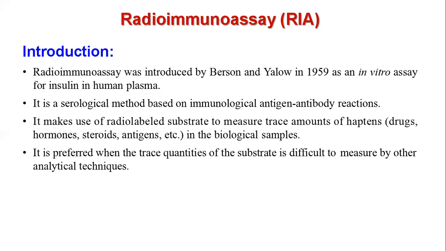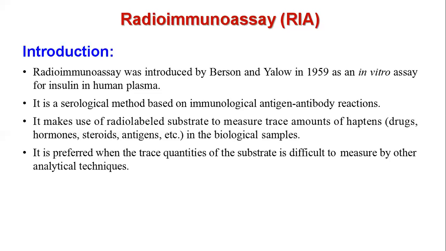RIA was introduced by two scientists, Berson and Yalow, in 1959, and they developed this in vitro assay for detection of insulin in human plasma. It is also a serological method based on immunological antigen antibody interactions. And here it makes use of a radiolabeled substrate to measure the trace amount of hapten.